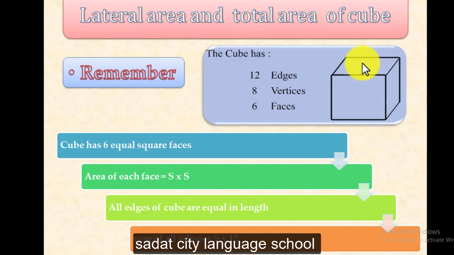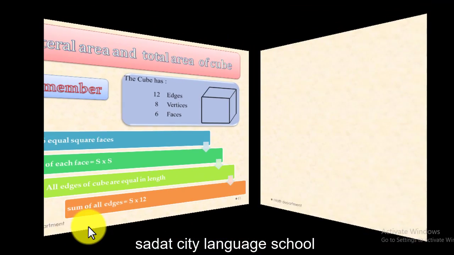Why? Because each face is a square and all sides of a square are equal, so all edges of the cube are equal. Can we find the sum of all edges? Yes, the sum of all edges equals side length times 12, because all edges are equal.